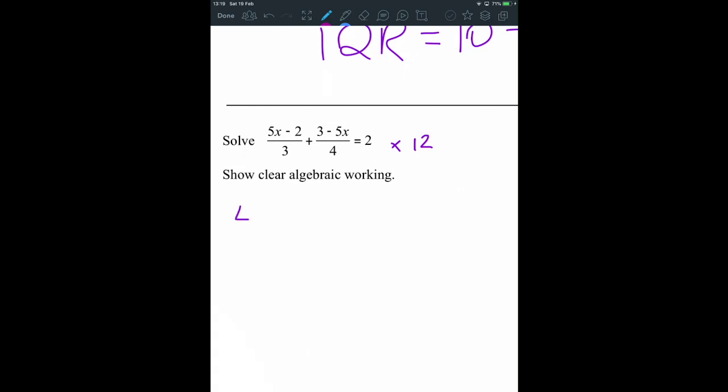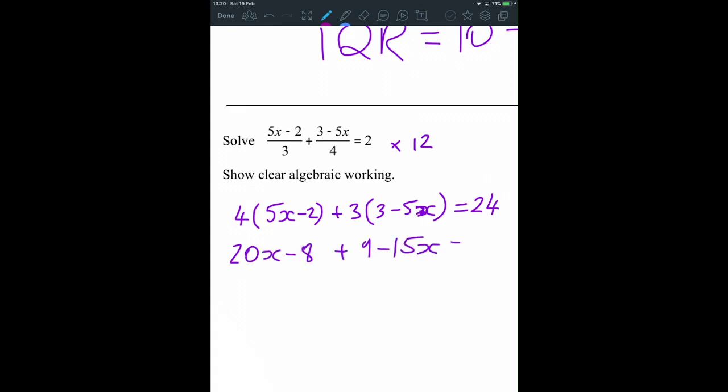Multiplying the first term by 12, the 3 cancels, and I'm left with 4 lots of the numerator. The opposite, over 4, the 4 cancels, leaving behind a 3, and then not forgetting the 2 on the other side does get involved in the party and becomes a 24. Now this is a much simpler question. It's expanding brackets. Then we're going to simplify, collect our like terms together.